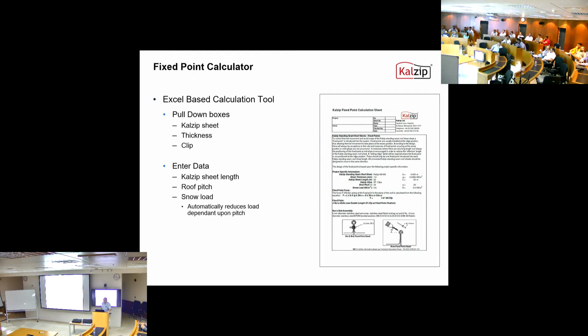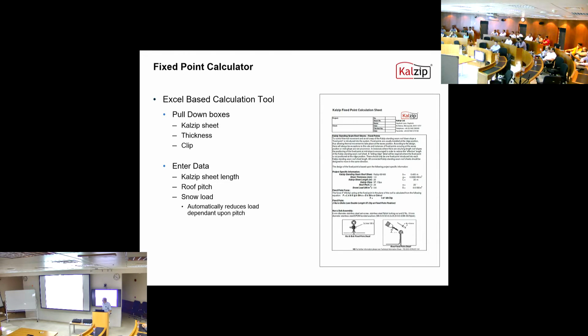Well, this is the design tool we have, which can work out the fixed point force for you, whether it's 2 rivets or a nut and bolt fixed point. It considers the sheet length, looks at the roof pitch, and looks at the imposed loads. We put all that criteria into these design input boxes here, and it works out the fixed point force.